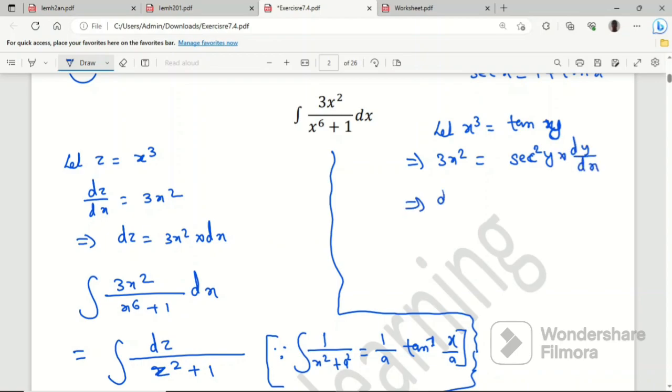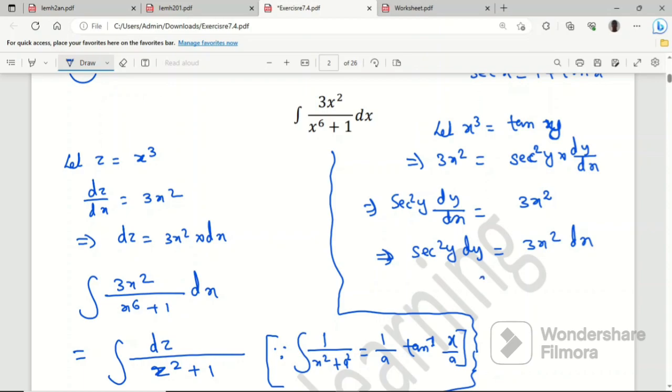So we'll get dy upon dx equal to 3x square, sec square y into this much. So sec square y into dy will give me 3x square into dx. Now I can substitute 3x square dx with sec square y into dy.